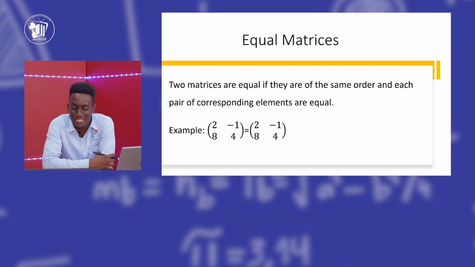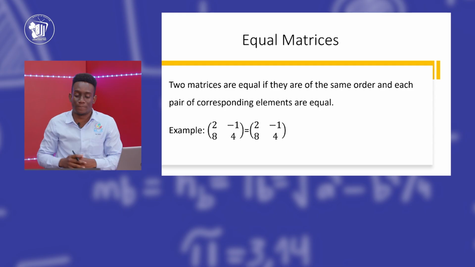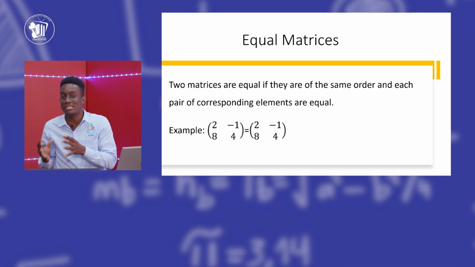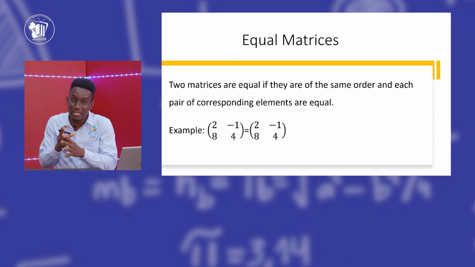Two matrices are equal if they are of the same order. We learned about order: same rows and same columns, and each pair of corresponding elements are equal. So as long as they are of the same order, and the corresponding elements are equal, meaning they are the same, we can call them an equal matrix or equal matrices.